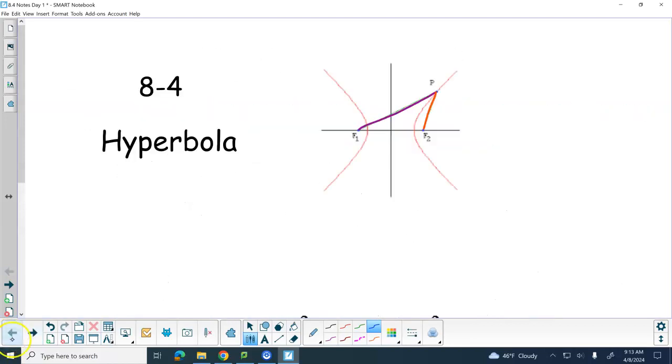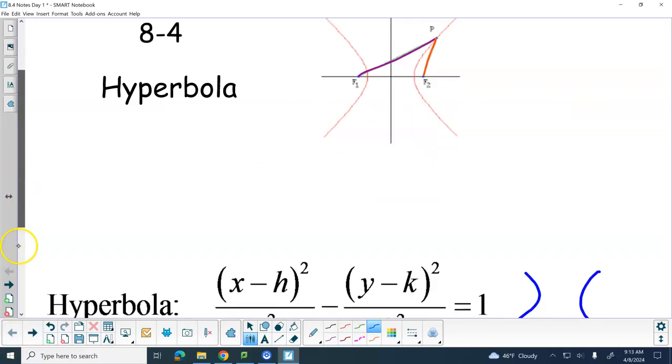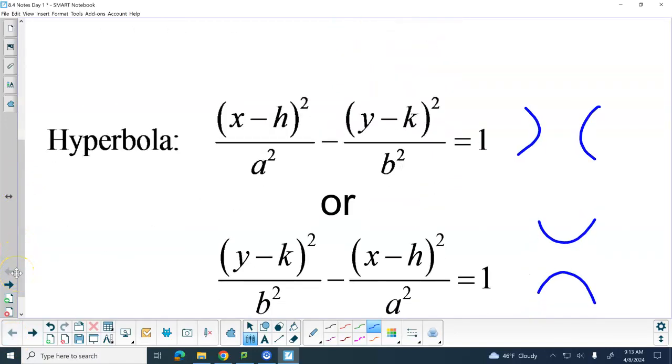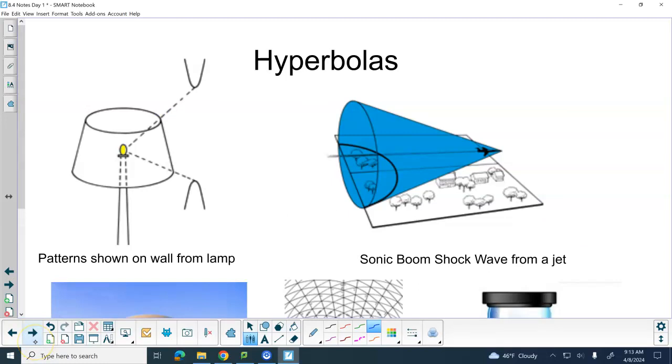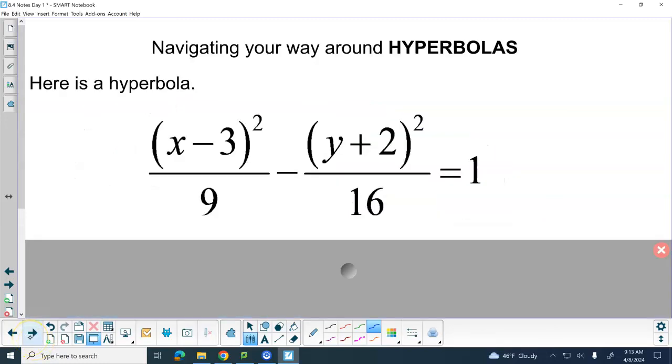Where's the center going to be? I know, but where? What are the coordinates going to be in the general case? H comma K, just like it has been. Just like the vertex was for us in parabolas, just like the center was for us in circles, just like the center was in ellipses.